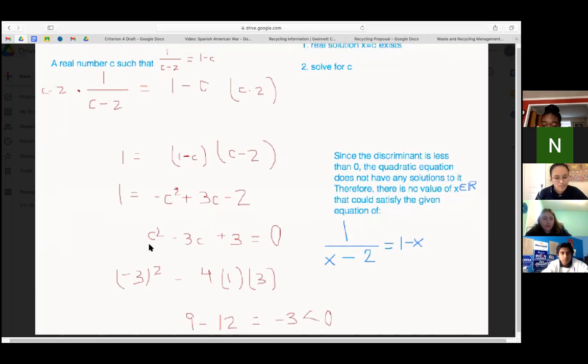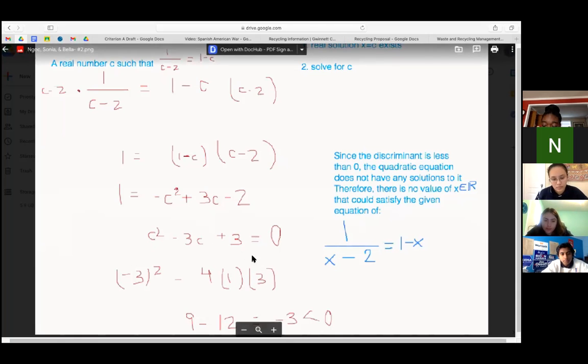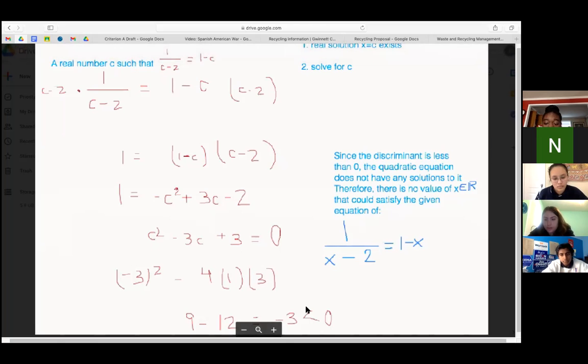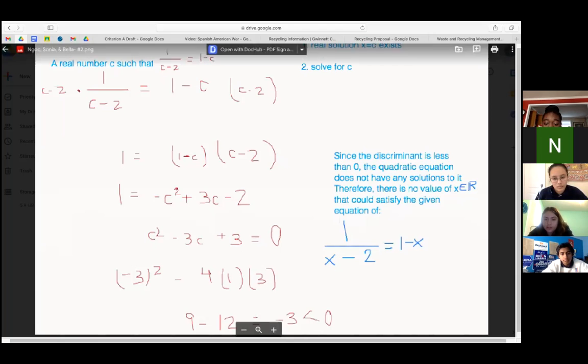So what you do is you use the discriminant formula, b squared minus 4ac, and we found a to be 1, b to be -3, and c to be 3. So we just plugged it in here, and we got 9 minus 12, which is -3. And since -3 is less than 0, it proves that there's no real value of x to satisfy the equation. Okay, cool. Thank you.